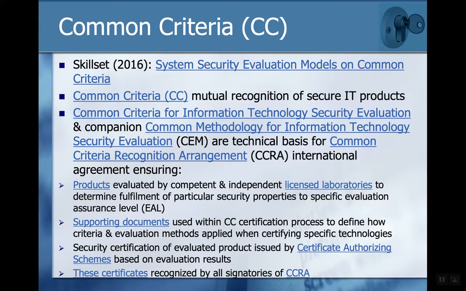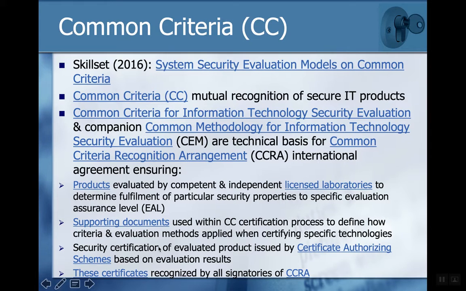Common criteria. Common criteria is a standard that was established to define a set of criteria that we apply to secure IT products. This is an industry standard, an industry approach. The standards associated with common criteria are established by organizations and are used as the basis for measurement for certification.